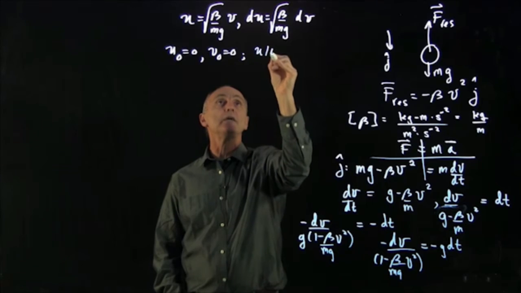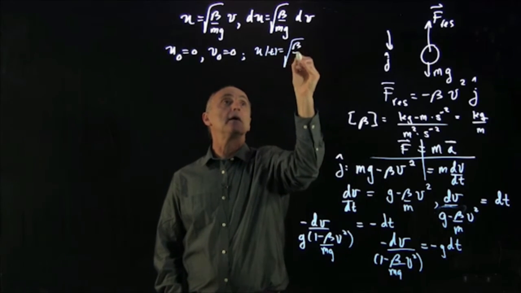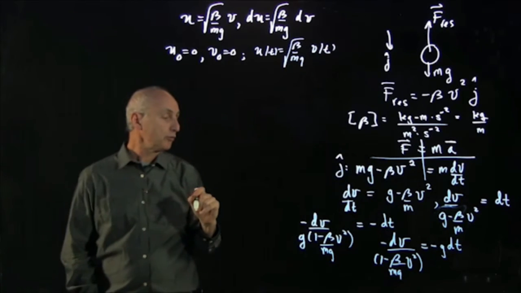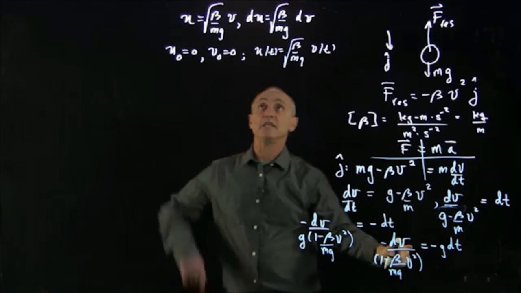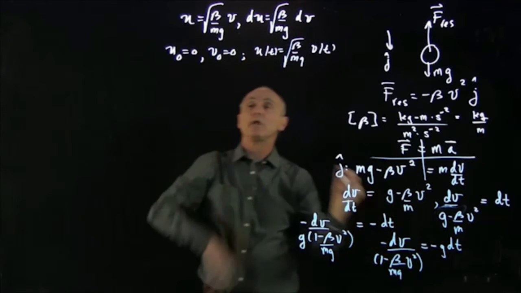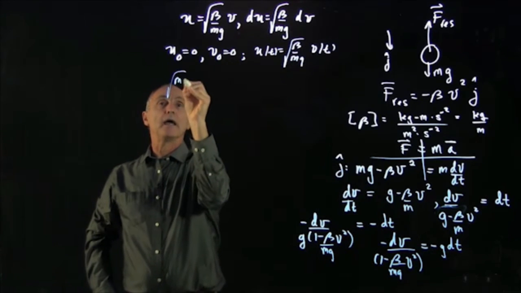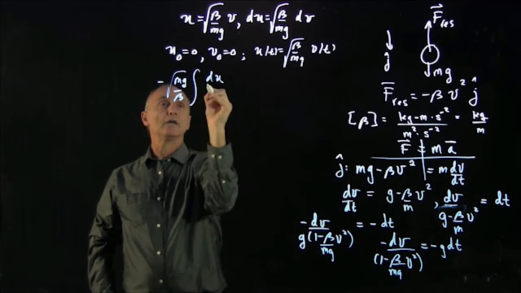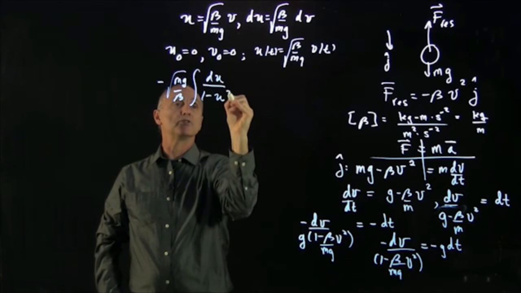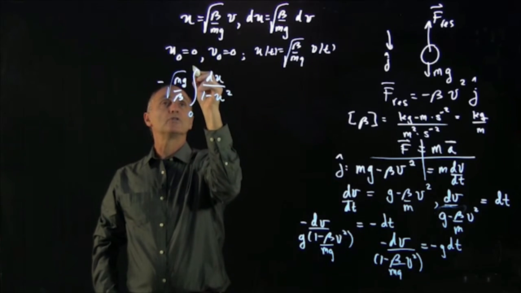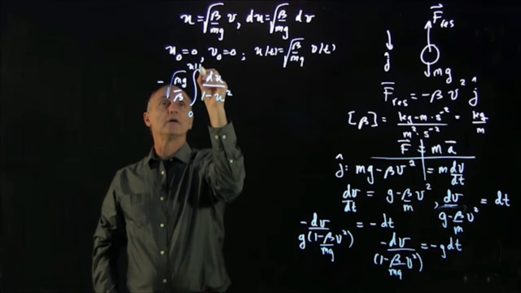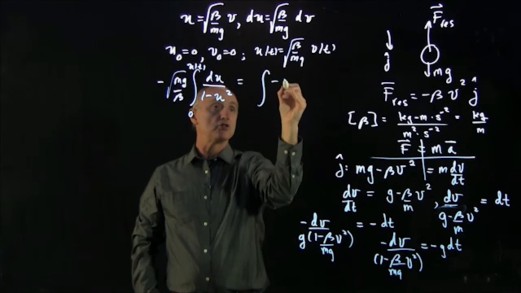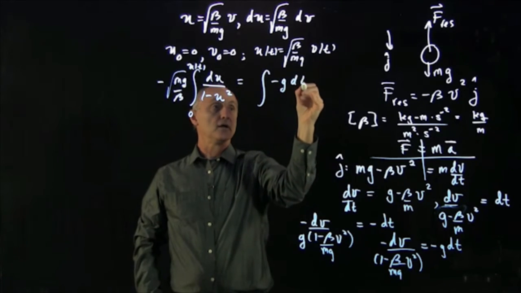And then u at t is the square root of beta over mg times v of t. And then with this change of variables, in my integration, remember I have a dv, so I have to multiply the left side by the square root of mg over beta, and I'm integrating with a minus sign du times 1 minus u squared from 0 to this final value u of t. And over here, I'm just integrating minus g dt.